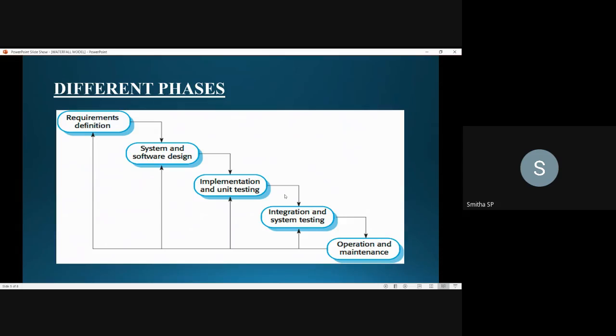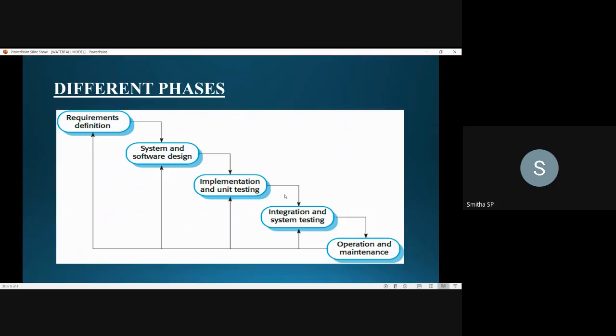Once we are done with the system and software design phase, we move on to the implementation and unit testing phase. During this stage, the actual coding of the software begins. That is, the software design is realized as a set of programs or program units. Unit testing is done here. Unit testing involves verifying that each unit meets its requirement specification, and validation, that is a testing process, is done against the customer requirement specification.